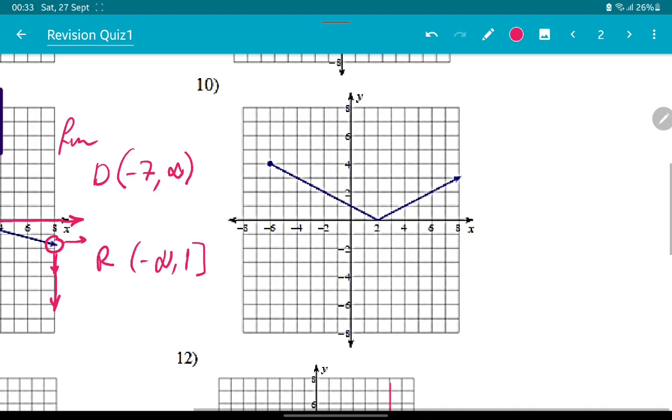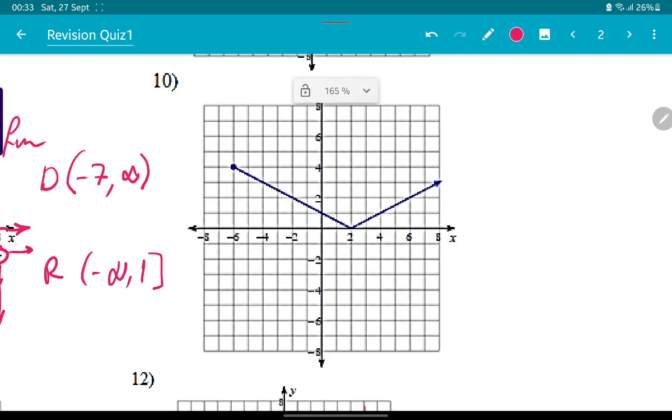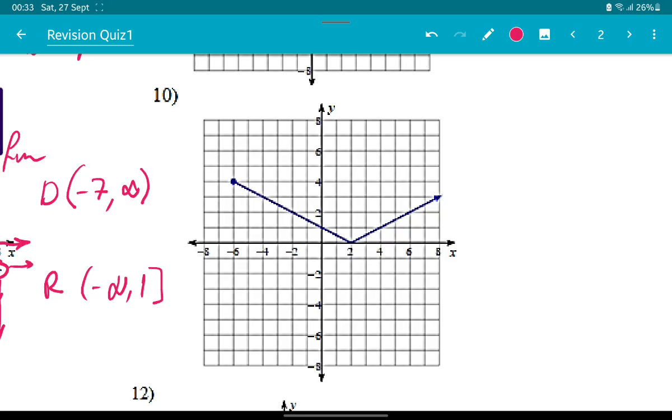Number 10. For every question you can stop and pause the video and give yourself a try so you can check your understanding. Then you can resume and play the video to check your answer. It's a function.